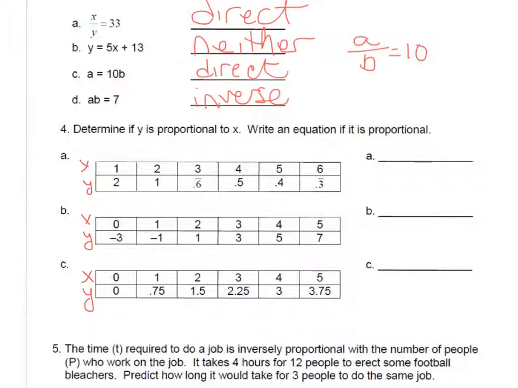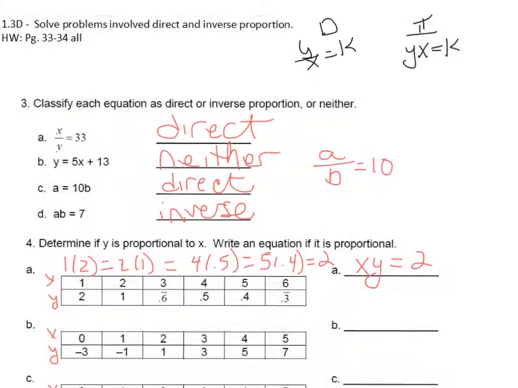So let's see. Looking at this chart, let's look at the values for A that are nice, like 1 and 2, 4.5. And I think if we multiply, I think I'm going to get the same values. See how those all equal 2? Even if I do 5 times 0.4, these all equal 2. So x times y is 2. That is inverse.